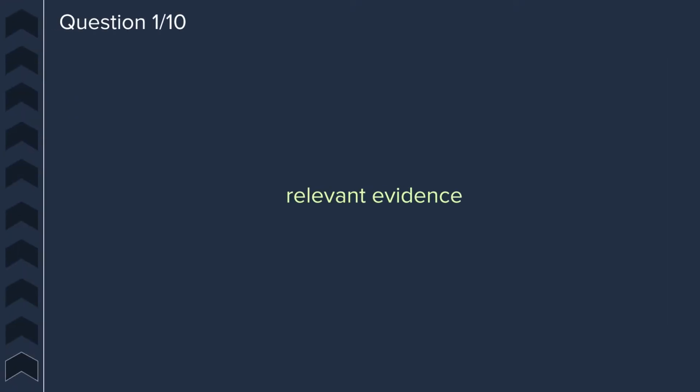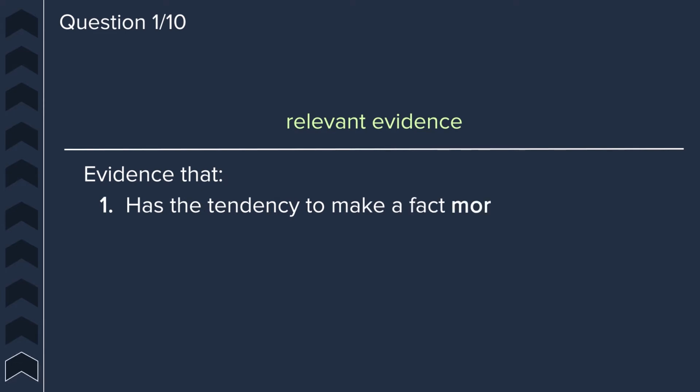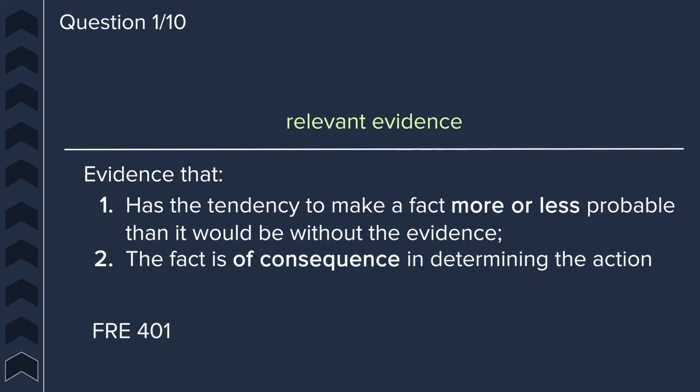Question 1. What is relevant evidence? Relevant evidence is evidence that has the tendency to make a fact more or less probable than it would be without the evidence, and evidence where the fact is of consequence in determining the action.